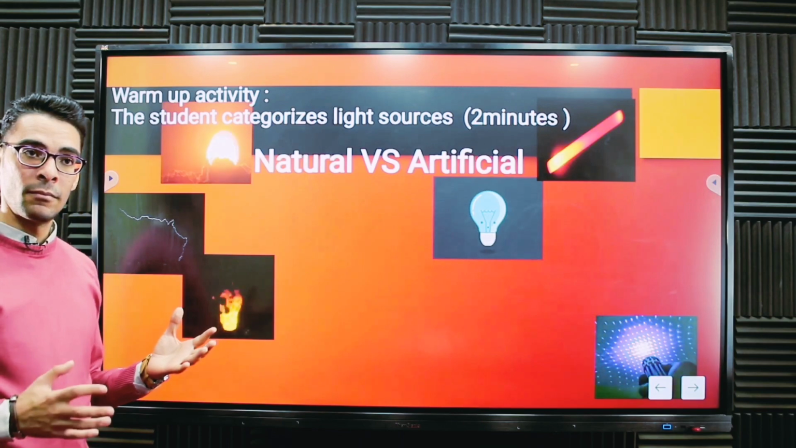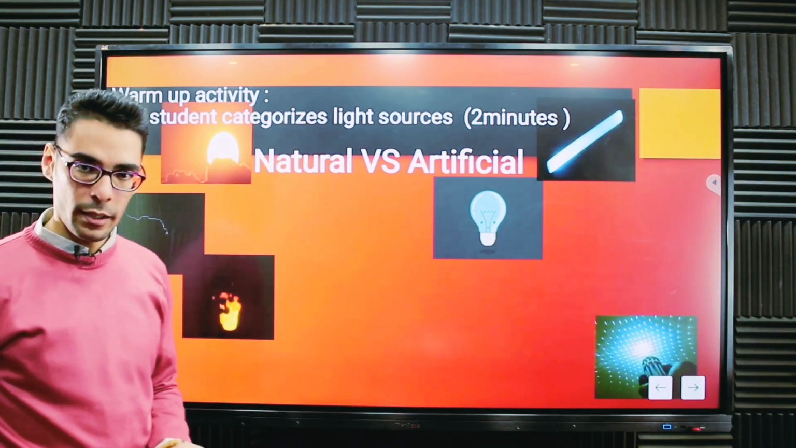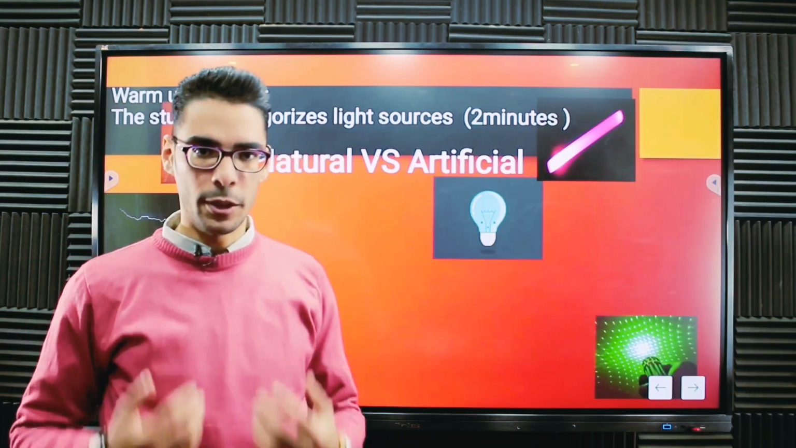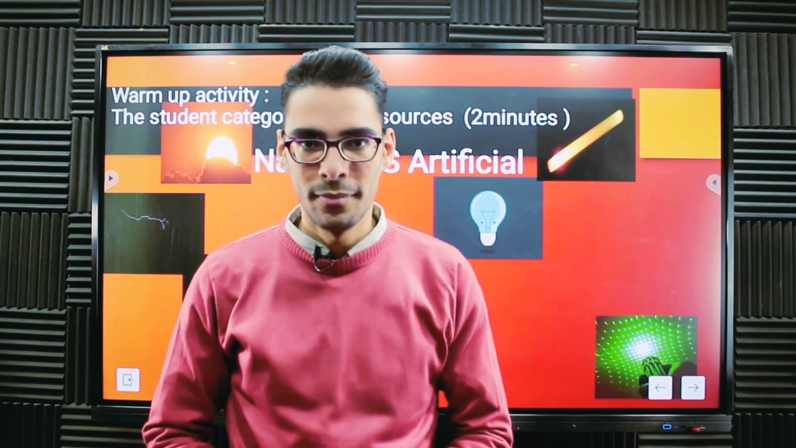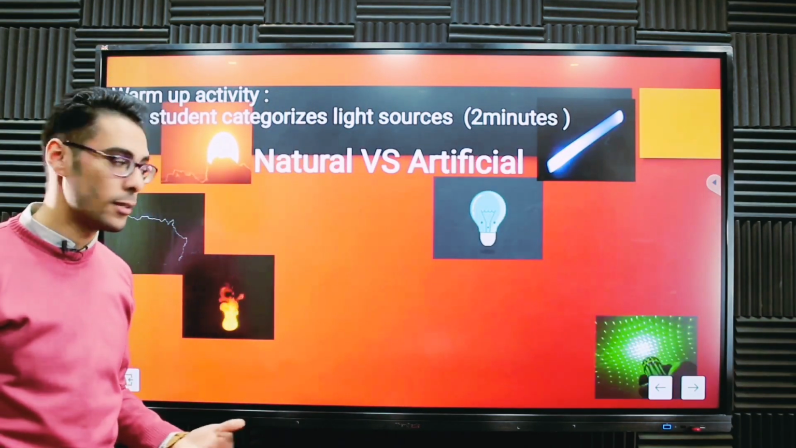Fire is a little bit tricky light source because you can think like this right now: I can make fire. Okay, but you need primary tools. You need tools to create fire. This is why sometimes we classify fire as a natural source of light. I know you can do it, but without primary tools, you cannot. This is why it's mainly a natural light source.